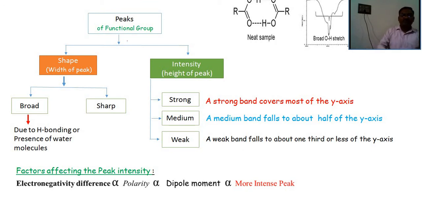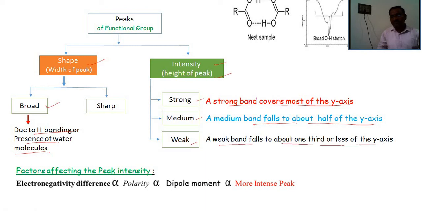For the peak of a functional group, we consider the shape, the width of the peak, and the intensity, that is the height of the peak. In shape, broad and sharp peaks come due to hydrogen bonding or the presence of water molecules; here we get broad peaks. Intensity explains the height of the peak. It is strong, medium or weak. Strong means the band covers most of the y-axis, a medium band falls to about half of the y-axis, and a weak band falls to about 1/3 or less of the y-axis.